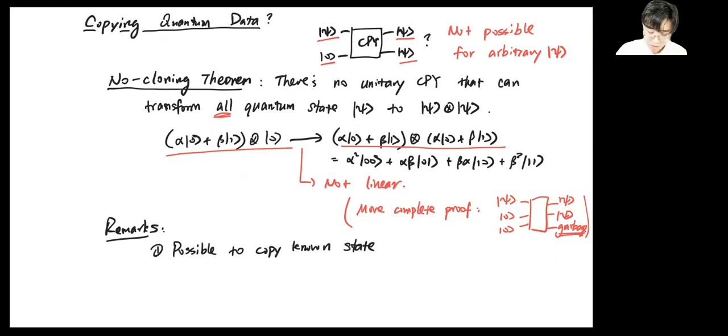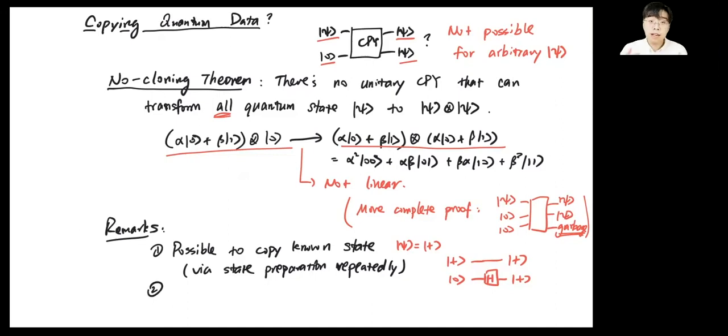First, it is possible to copy a known state. I say copy, but in fact we are cheating here a little bit because we can just prepare multiple copies of the quantum state with some state preparation circuit repeatedly. For example, if we know the quantum state psi that we want to copy is the plus state, then we can just apply the state preparation circuit from 0 to plus to get two copies of the plus state.